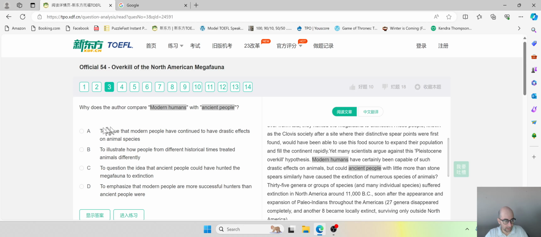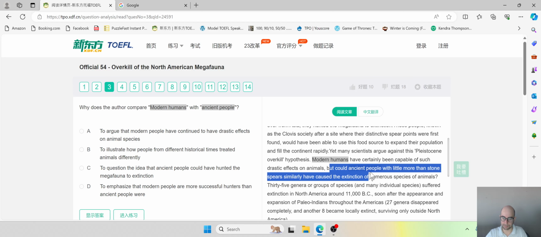So let's see. To argue, so now you want to pay attention to the verbs you see here. They always have something like this: to argue something, to assert something, to illustrate, to demonstrate, to show something, right? To question something, to doubt something, maybe to emphasize something, to stress a piece of information. So these verbs have to make sense, and also the actual information that follows them. So, to argue that modern people have continued to have drastic effects on animal species. Well, actually, the emphasis here was on ancient people, because the question appeared right here where the conjunction but was at. So no, they're focusing on the wrong point.